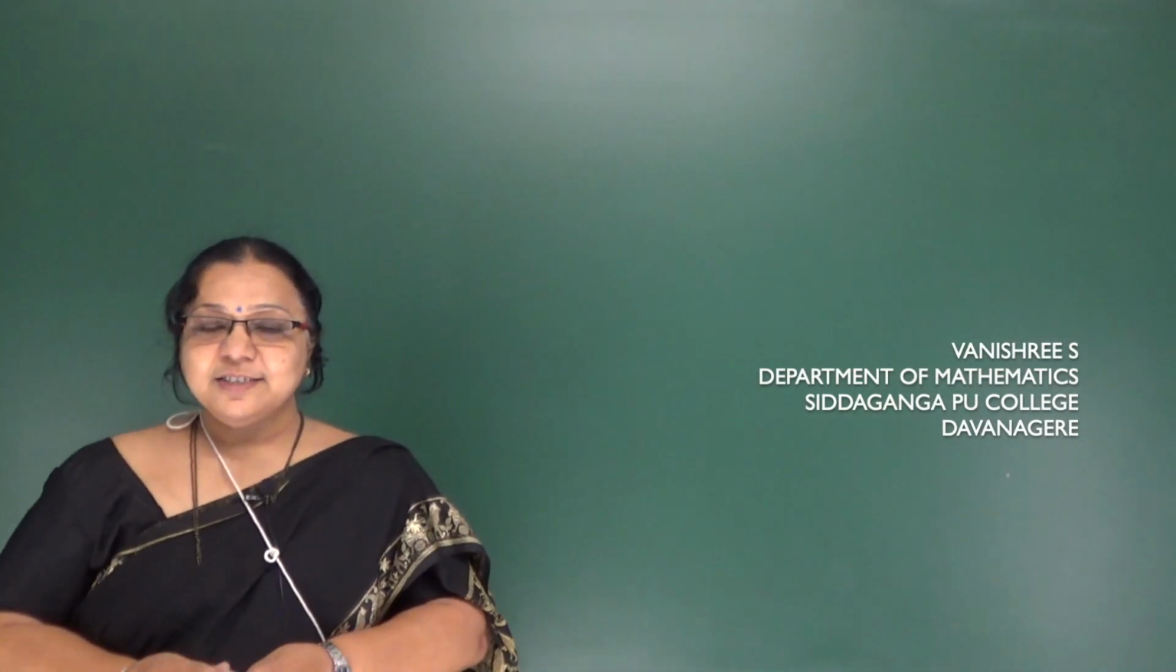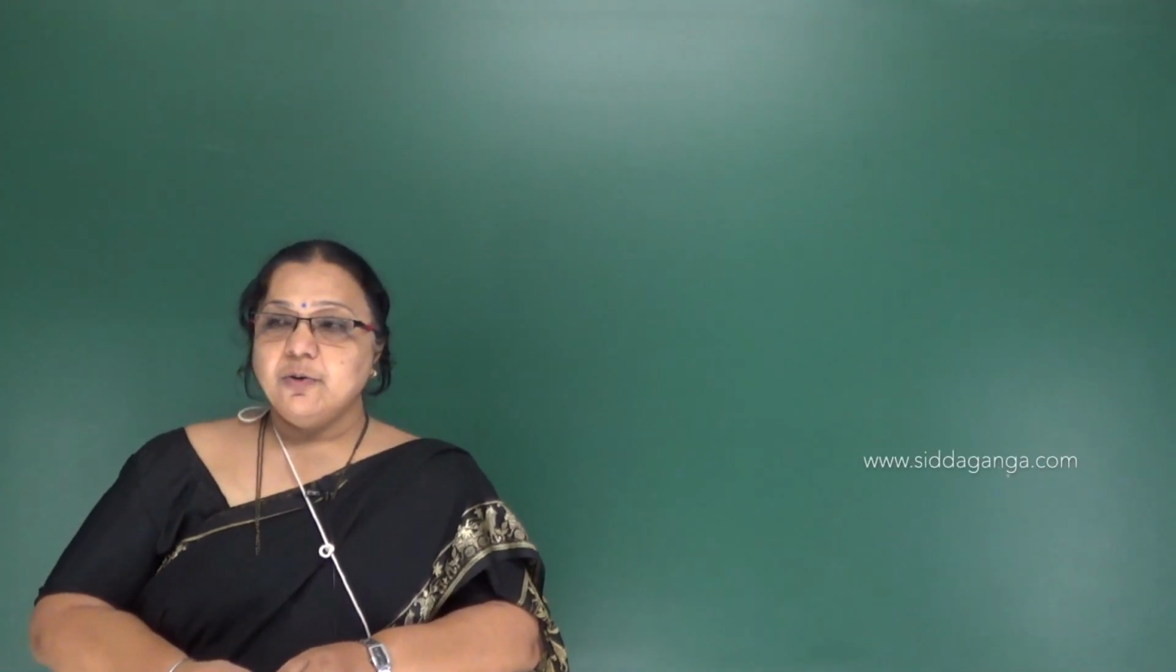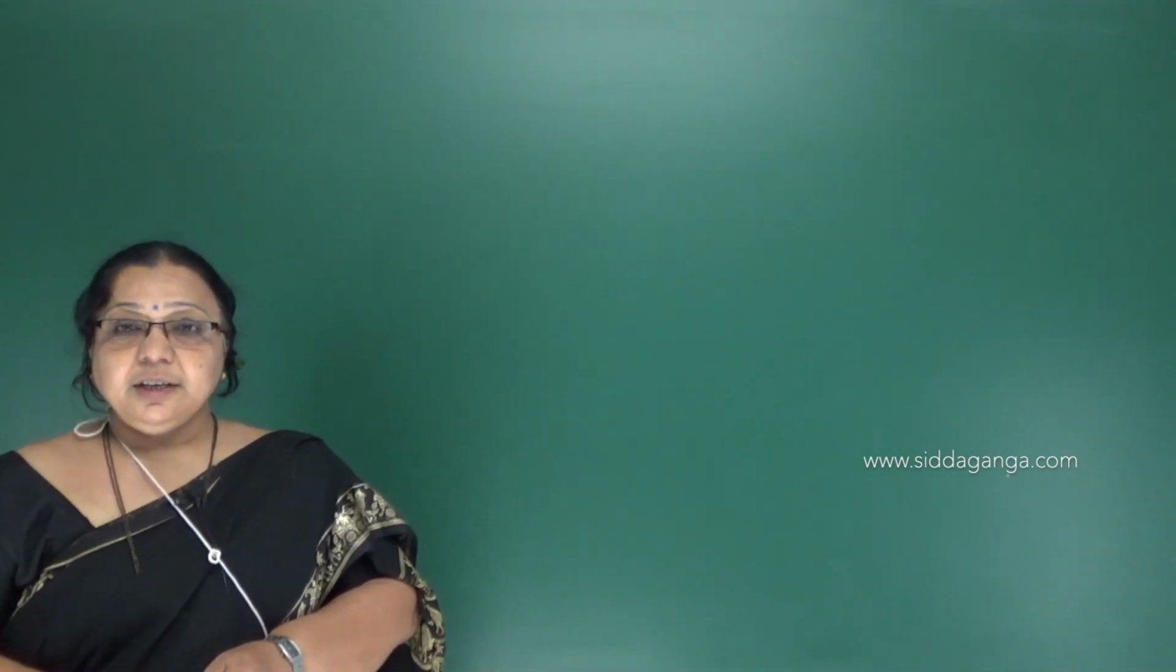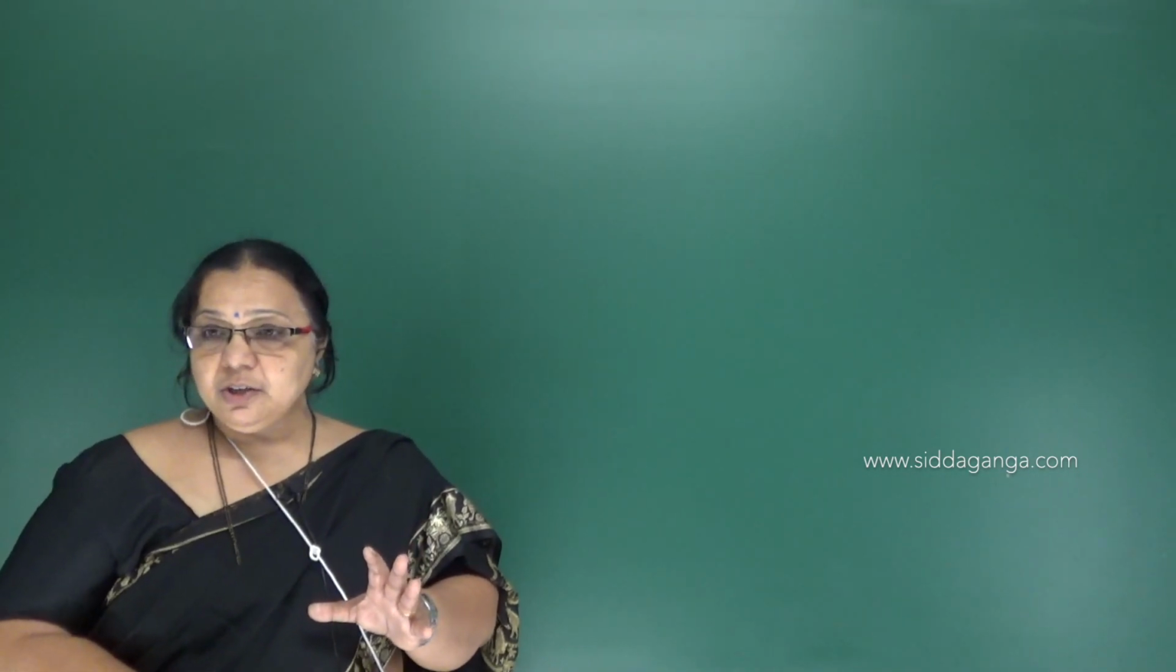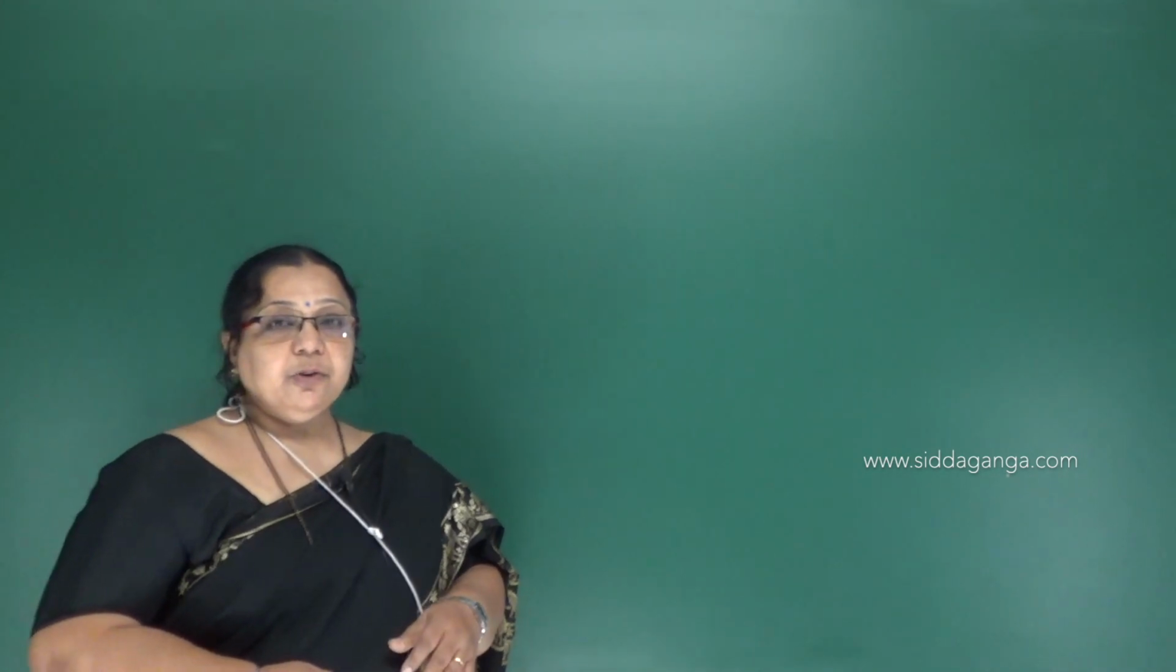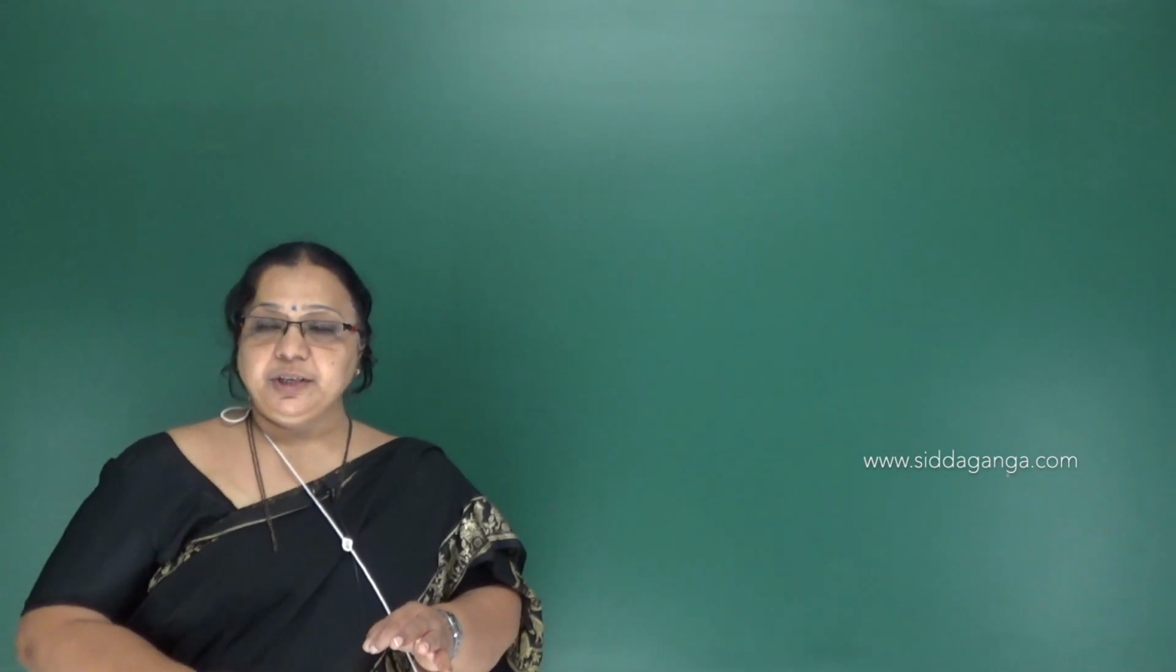Hi, good morning students. Again we are going to start the chapter which is included in the first PU syllabus, that is about straight lines. Here the first geometrical figure we have studied is the point. Now we are going to study the geometrical figure that is a straight line. Now we know that to draw a straight line we need a minimum of 2 points.